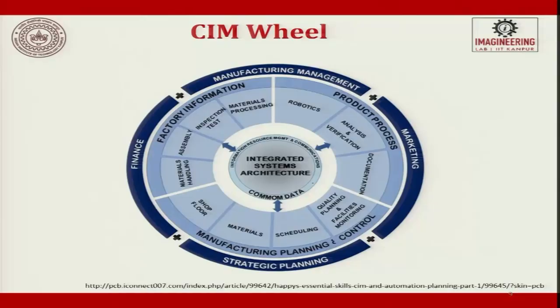This is a SIM wheel. In a SIM wheel, you see manufacturing management plus marketing plus strategic planning and finance. Though you might see that these people do not touch the part being manufactured, they all play a very, very important role in the SIMS field: manufacturing management, marketing, strategic planning and finance. In the next level of the wheel, you will see factory information, product process and manufacturing planning and control. Under manufacturing planning and control, you will see shop floor, material, scheduling, quality planning and facility monitoring. These are all part of manufacturing process planning and control.